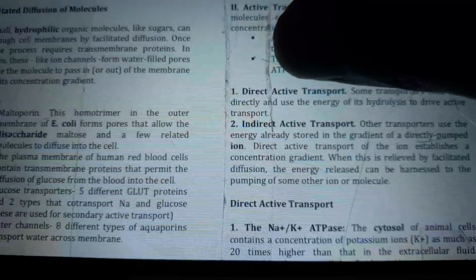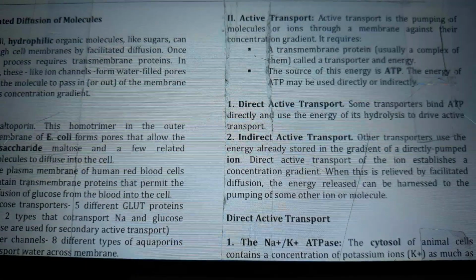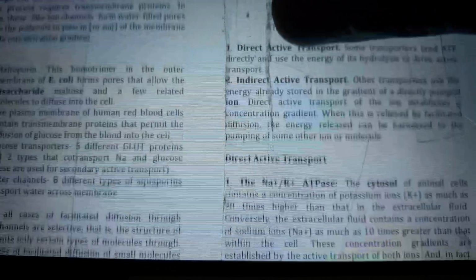Active transport. Active transport is the pumping of molecules or ions through a membrane against the concentration gradient. It requires a transmembrane protein, usually a complex of them called a transporter, and energy. The source of this energy is ATP. The energy of ATP may be used directly or indirectly.